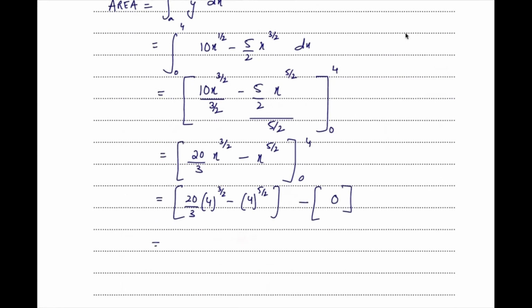Just solve this. 4 to the power of 3 upon 2 is 8, times 20 upon 3 is 160 upon 3. 160 upon 3 minus 4 raised to the power of 5 upon 2 comes out to be 64 upon 3. That's our area.